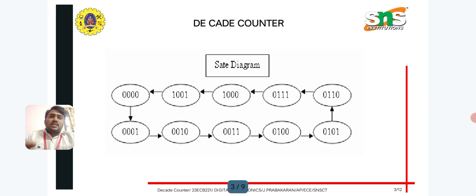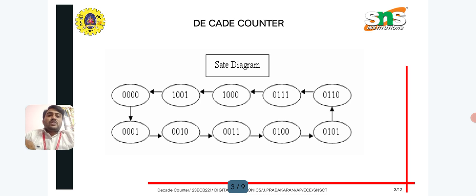These are the states of the state diagram of the decade counter. This is the state diagram of the decade counter, and here is a step by step explanation. First is the representation of state. Each oval represents a state of the counter. The states are labeled with binary numbers.